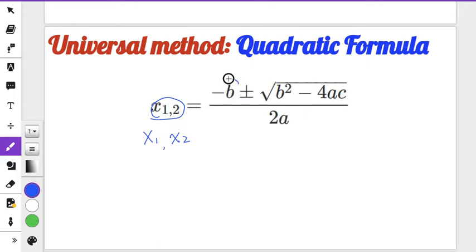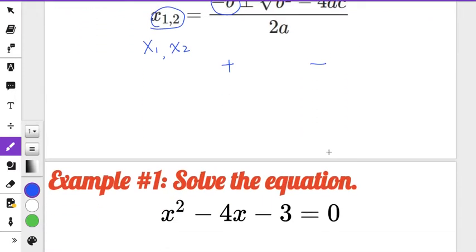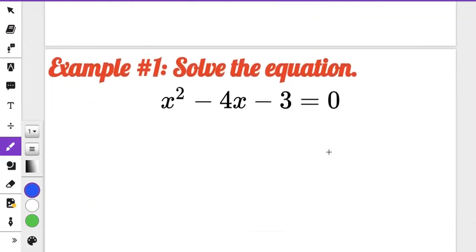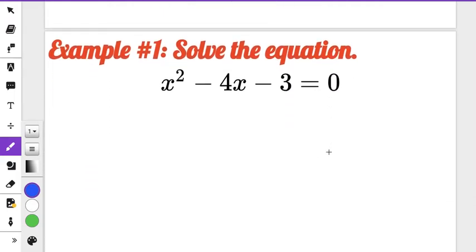And this one, you see the negative b here, we prefer to call this opposite b. You will see the reason very soon. And this one, plus or minus, basically stands for one solution is something plus something, the other one is minus. So how do we use this formula? Let's check the first example here. We will go back to check this equation again to see how we use it.